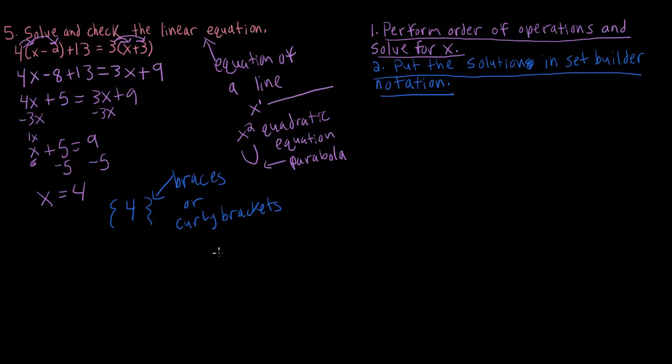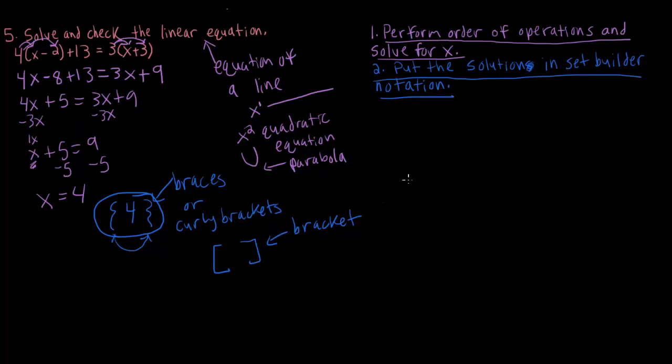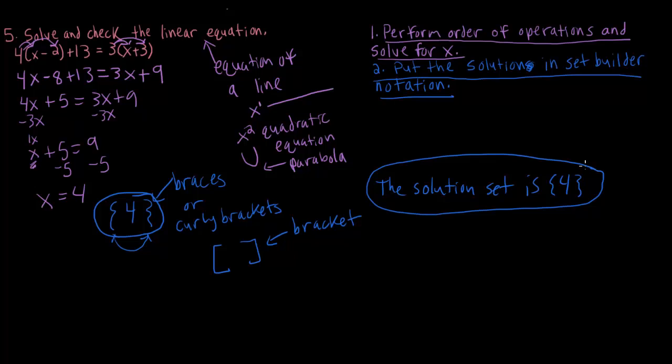A regular bracket would look like this. This is just a regular bracket, just a bracket. Whereas set builder notation, which is this right here, uses curly brackets or braces. So 4 inside the curly brackets is your answer. And the way that they write it is just the solution set. It's a little messy. The solution set is inside the curly brackets. The solution set is 4.